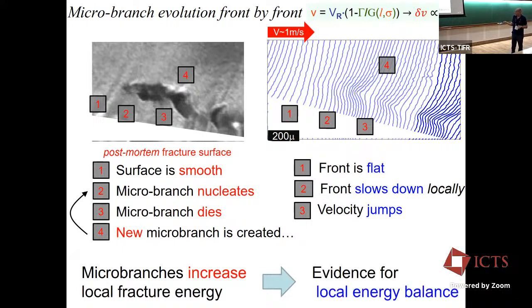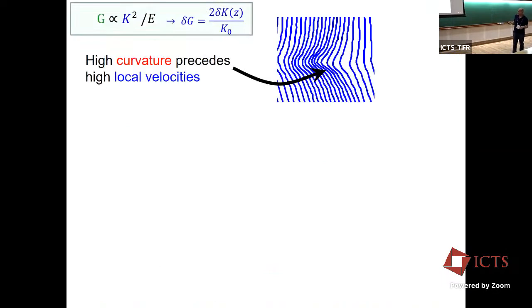And so microbranches increase, as we said, the fracture energy. And that's actually evidence for the fact that the energy balance we use to derive the equation of motion is actually a local quantity. The crack over here sees how much is going in, how much it needs, and determines its velocity at that point. And we'll show that that's true in a minute.